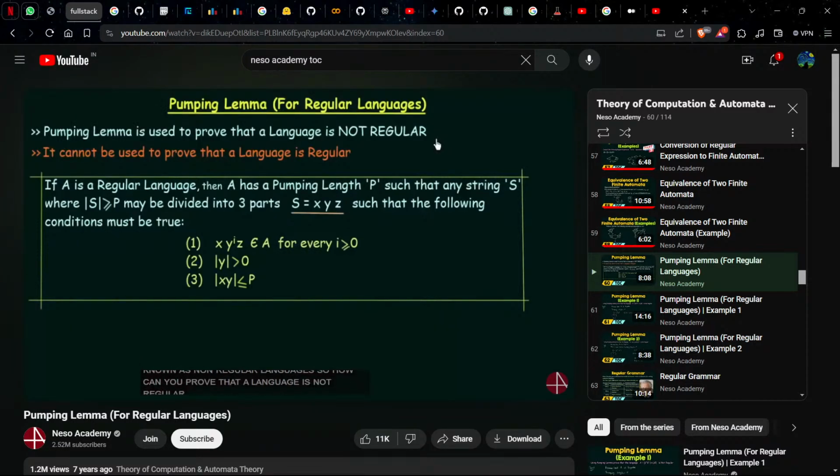So how can we prove that a language is not regular? For that, we will be using the pumping lemma. A pumping lemma is used to prove that a language is not regular. But you should keep in mind that the pumping lemma can be used to prove that a language is not regular, but it cannot be used to prove that a language is regular. It can only be used to prove that a language is not regular.